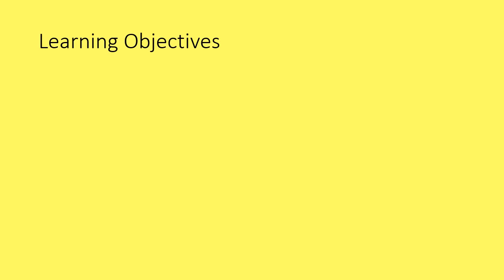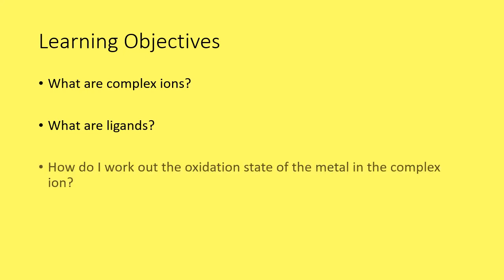So in this video we're going to look at these learning objectives. We're going to work out what are complex ions and have a proper definition, and that's going to involve talking about ligands, and then we have to work out the oxidation state of the metal in the complex ions.